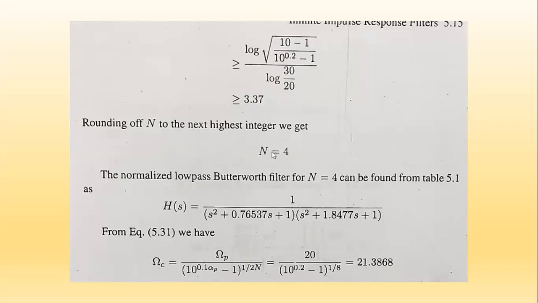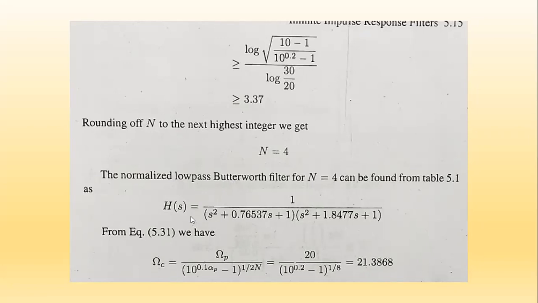Now n is equal to 4. So from the table you can directly take H of s is equal to s square plus 0.765 s plus 1, s square plus 1.877 s plus 1. So once you get n is equal to 4, directly you can take this equation for normalization of the filter.